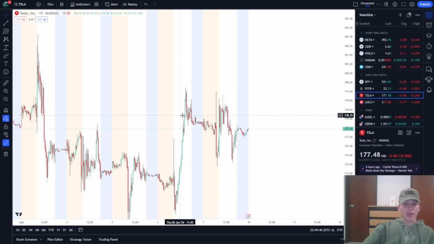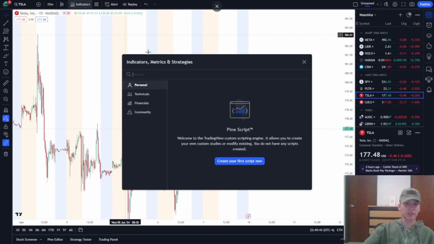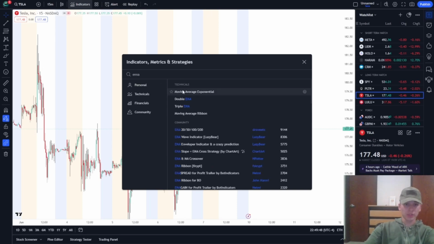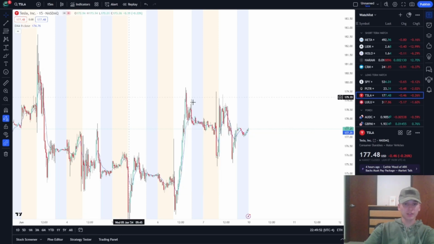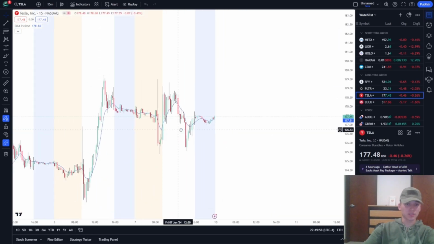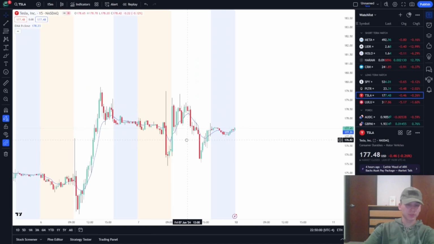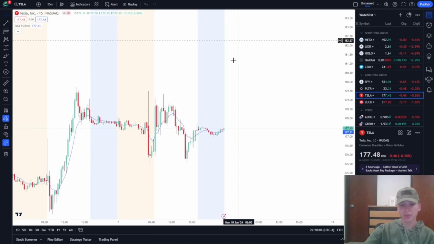As far as indicators, if we go over the little indicators tab, we can actually type in EMA. And if we put in the moving average exponential, we click on that. We now have the 9 EMA, which means this shows the average price of the last 9 closing days. Or, yeah, 9 closing prices.